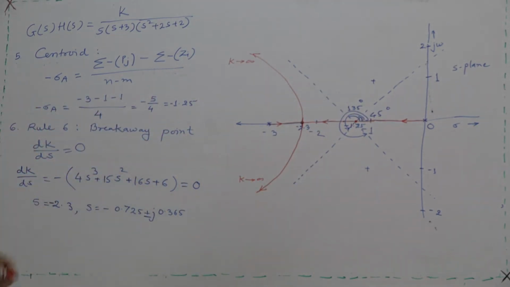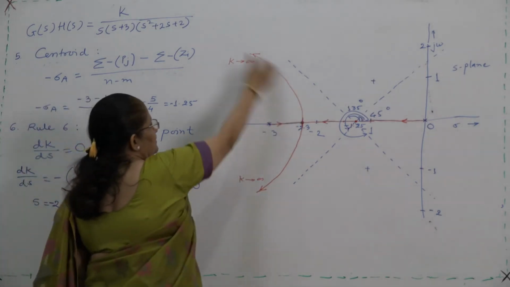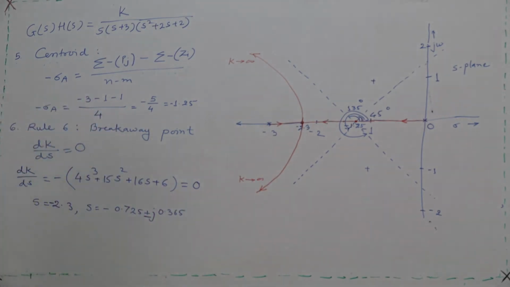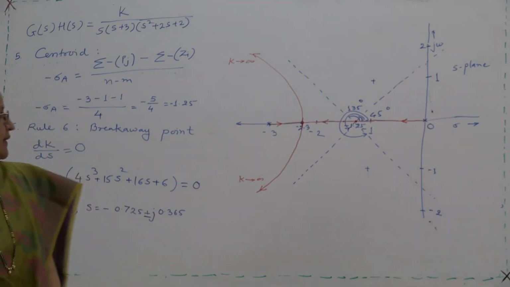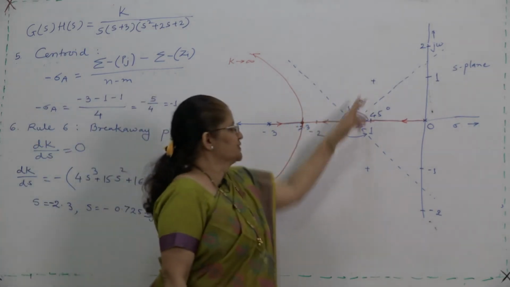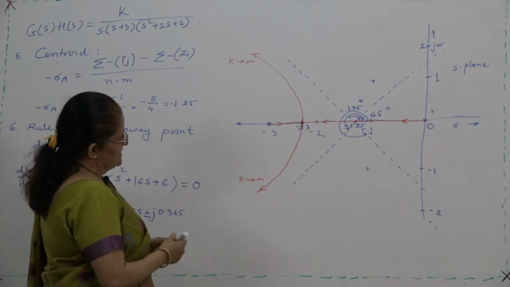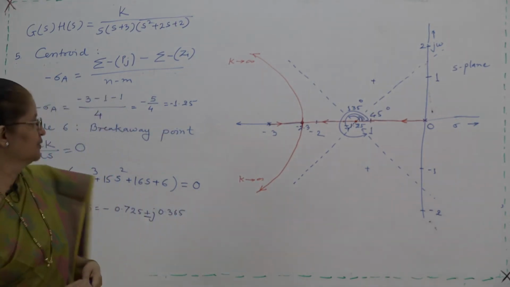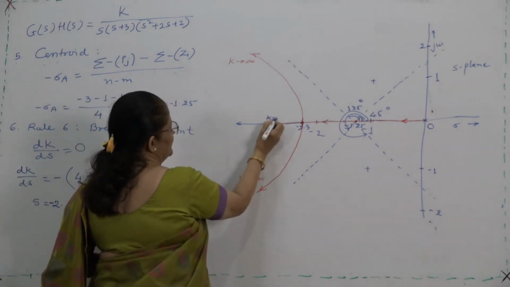As k tends to infinity, this will go in this direction. As k tends to infinity, this will go in this direction. First it will start from minus 3 and go in this direction, and it will start from 0 and go in this direction. They will follow the asymptote, and in the direction of the asymptote they will go towards infinity.